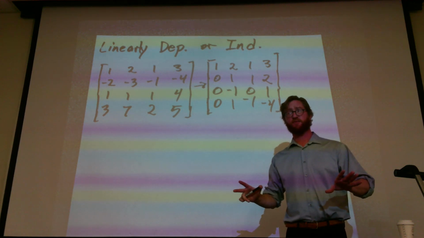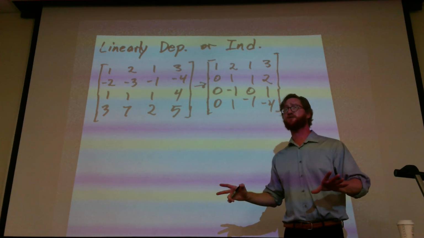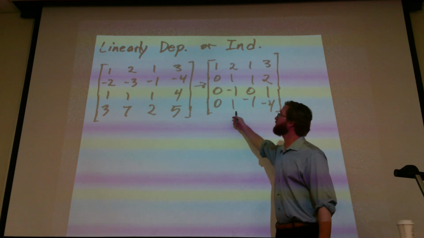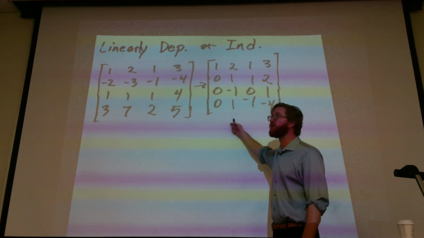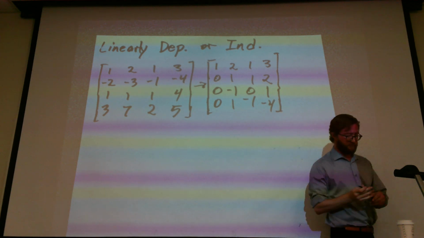Stop using the top row. You're never going to use it again. Don't even think about using it. It's done its job. So now we're scooting over, and we're going to use the second row to go down and turn these guys into 0.